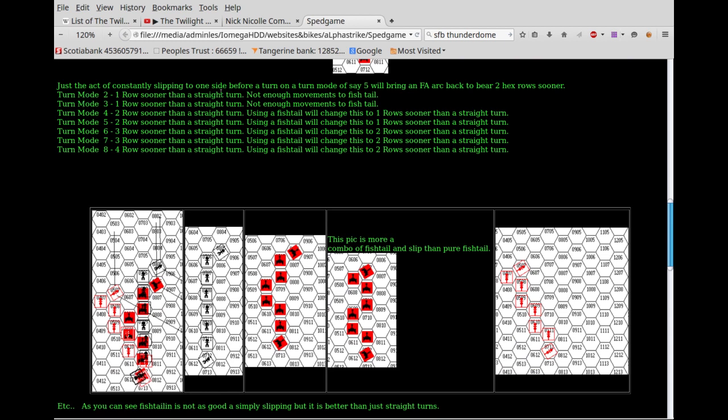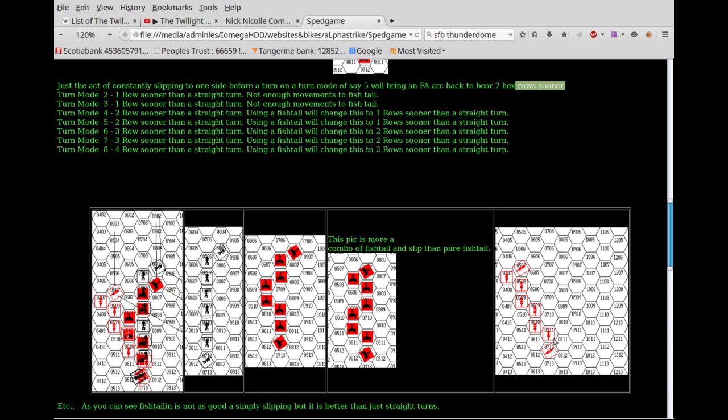Just the act of constantly slipping to one side before turn on a turn mode of 5 will bring an FA arc back to bear 2 hex rows sooner. So here we have a combined graphic showing 3 different types of movements. We have the Zinti that just goes straight and then turns. We have a Romulan here that fishtails and turns, and it only fishtails once. That's 7 movements. Over here we have 7 movements again, but it fishtails in 2 different directions.